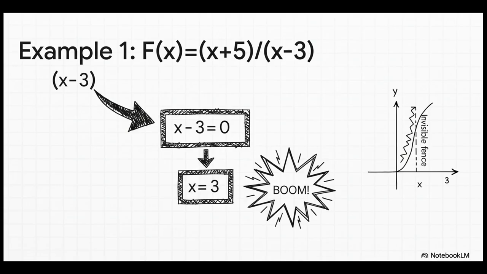Let's check this one out. The function is already simplified. The denominator is x minus 3. Set it to 0, and you get x equals 3. Boom! That's it! You have a vertical asymptote at the line x equals 3.